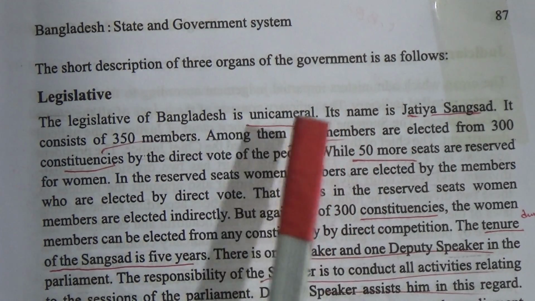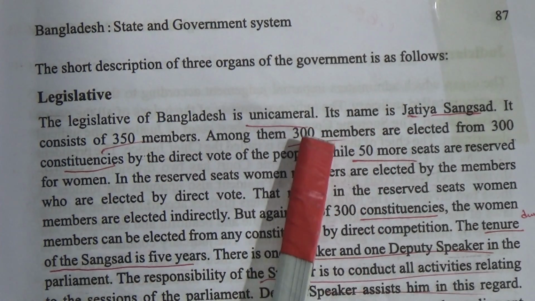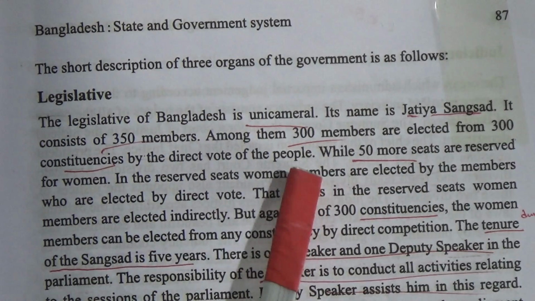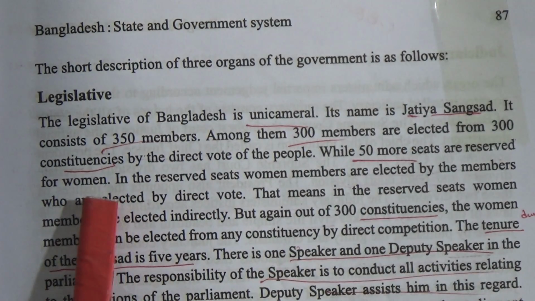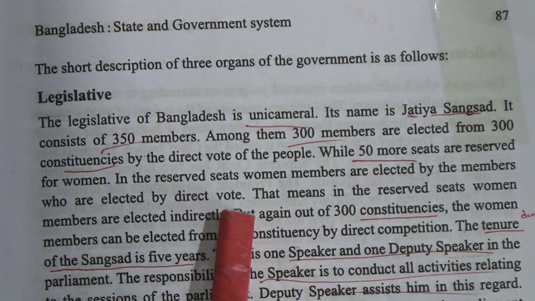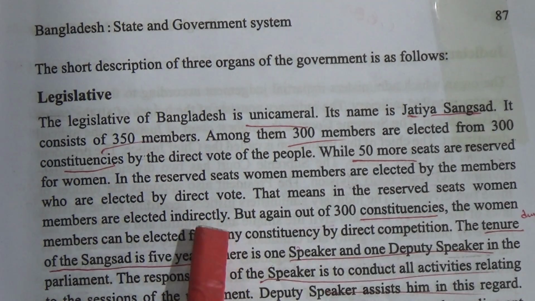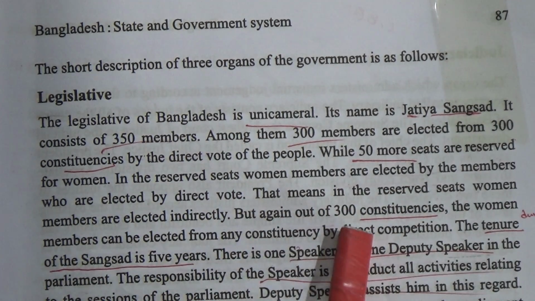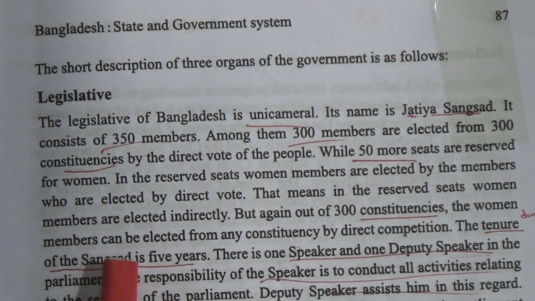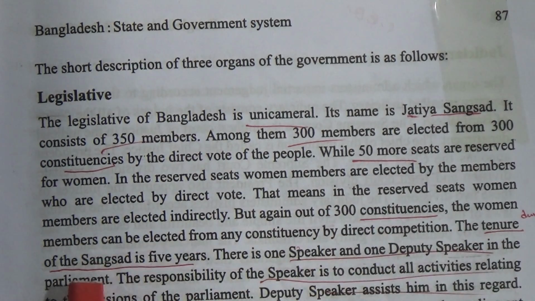It means people directly elect 300 members of our parliament, and these 300 members partially elect another 50 female members, while 50 more seats are reserved for women. In the reserved seats, women members are elected by the members who are elected by the direct vote, as I say. That means in the reserved seats, women members are elected indirectly. But again, out of 300 constituencies, the women members can be elected from the constituency by direct competition. The tenure of the Sanshad is 5 years.